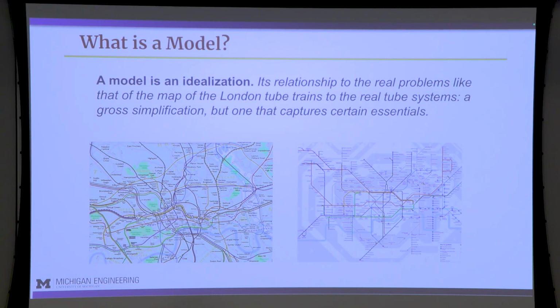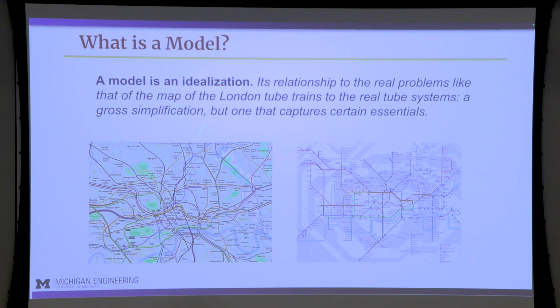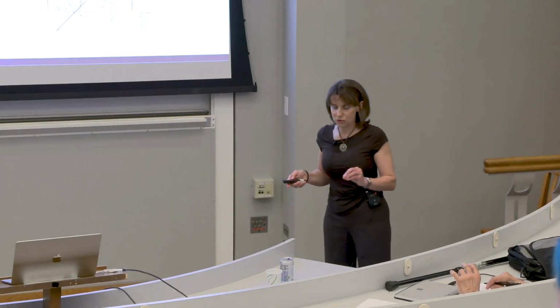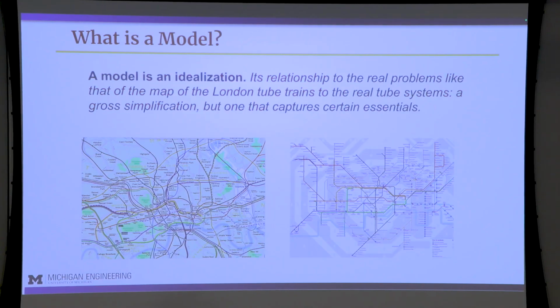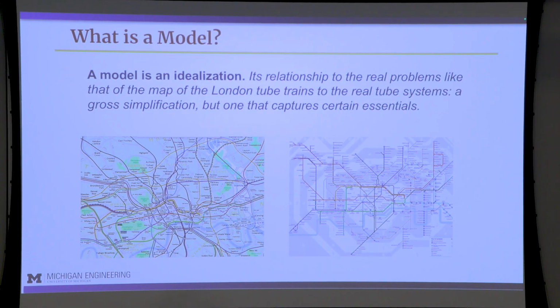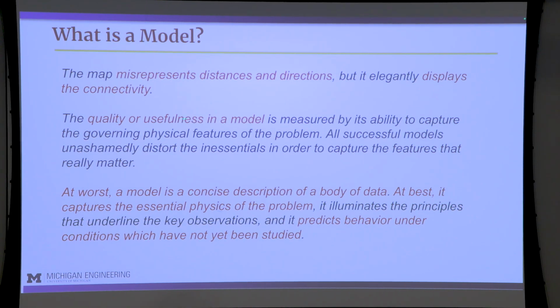So what is a model? A model is an idealization. And so its relationship to the real problem is like the map of London, if you want, tube trains, to the real tube train system. It's a simplification, but one that captures certain essentials. This is our goal. Remember, we have a lot of details. We need to create a model here to predict. So the map may misrepresent distances and directions, okay, here. But it displays the connectivity. This is good for a model.